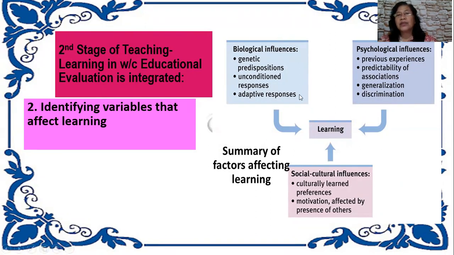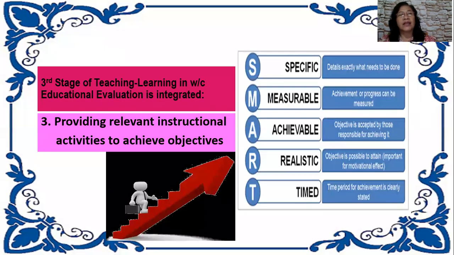With the contribution of these two influences, learning is still possible. Then, with the influence of the social culturally learned preferences from previous experience, the motivation affected by presence of others. So these are the summary of the factors affecting the learning. So we have to consider these things because they would affect the process of learning among these students.